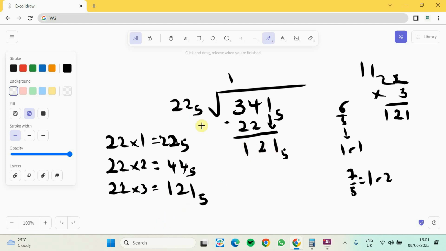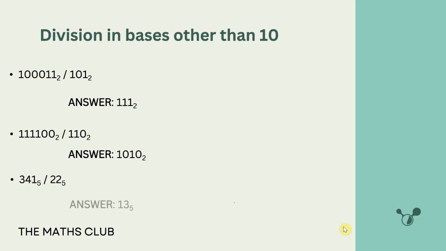So by the time I divide, that means the answer I'll get will be what? Will be 3. 3 times 22 in base 5, I know that the answer is going to be what? 121 in base 5, right? So 121 minus 121 is going to give me 0. So therefore, the result of this division is going to be 13 in base what? In base 5. Let's see if our answer is correct. Great. 13 in base 5.